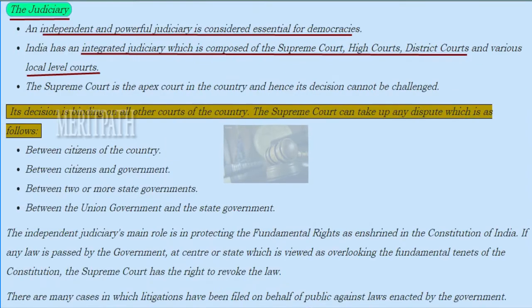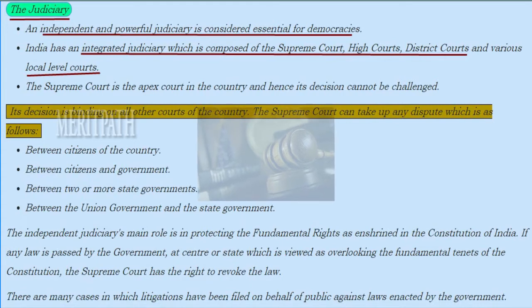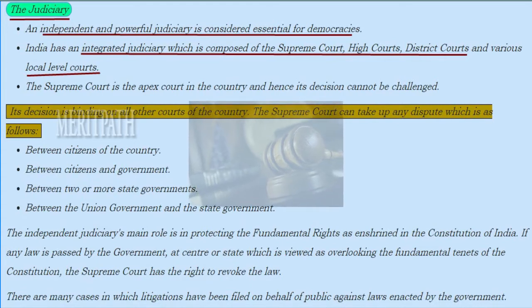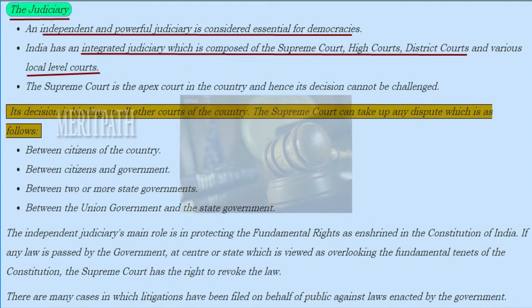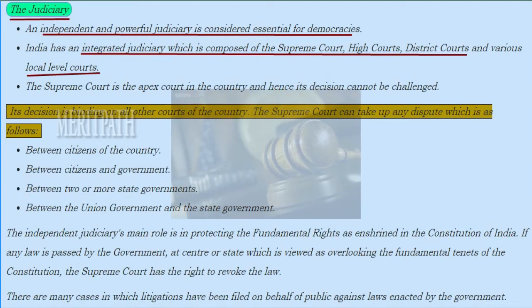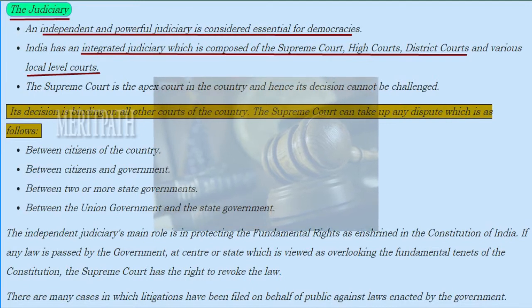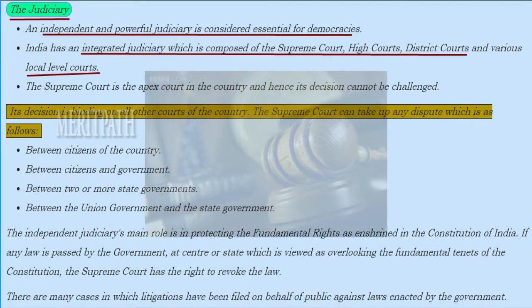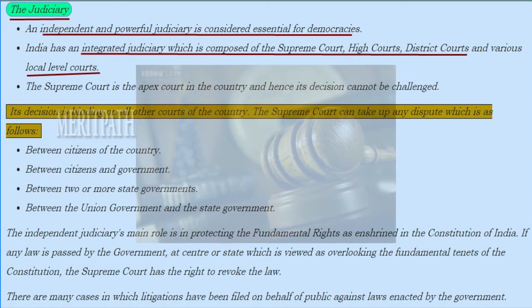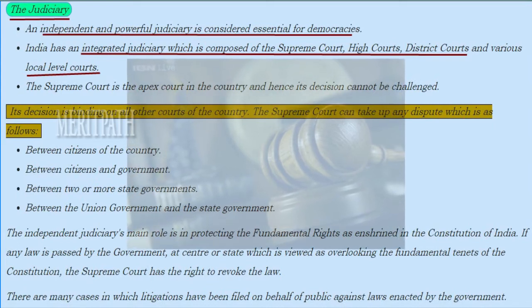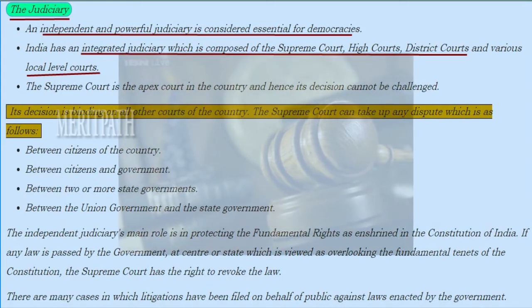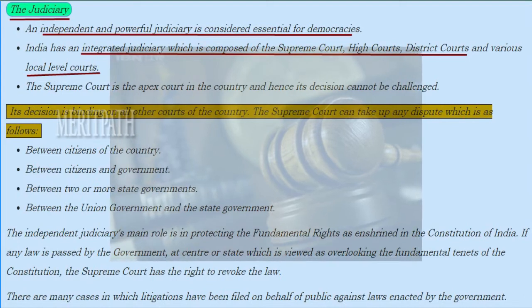The judiciary, an independent and powerful judiciary, is considered essential for all democracies. India has an integrated judiciary which includes the Supreme Court, High Courts, District Courts and various local level courts. The Supreme Court is the apex court in the country and hence its decision cannot be challenged. Its decision is binding on all other courts of the country.